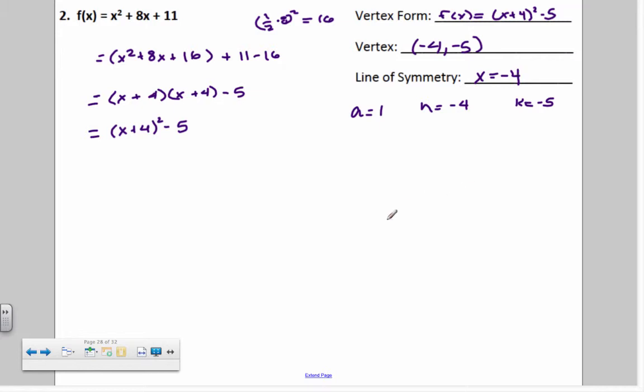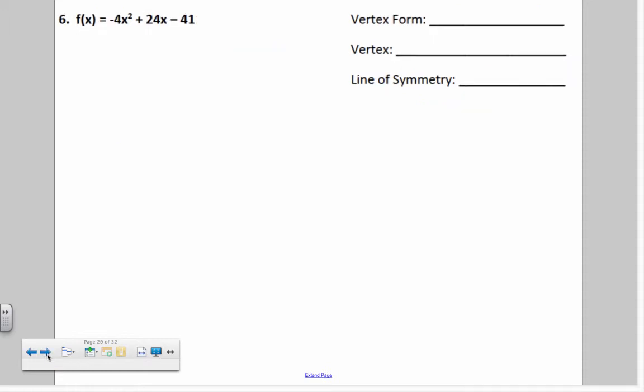Okay, let's take a look at one last problem. And it's a little more challenging because we have a number in front of our x squared that's not 1. So here we have a negative 4 in the front. So I need to complete the square. Well, let's just double check. I really can't double check the same way I did before because of that negative 4. But let's go ahead and assume that it's not a perfect square trinomial, which it's not.